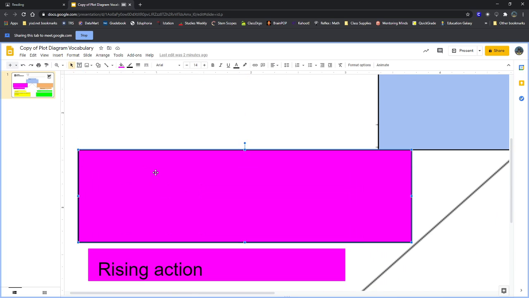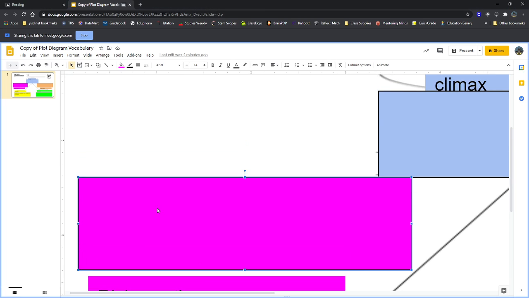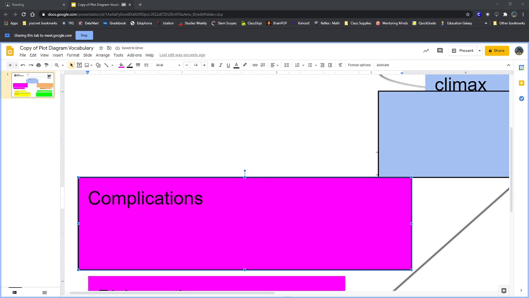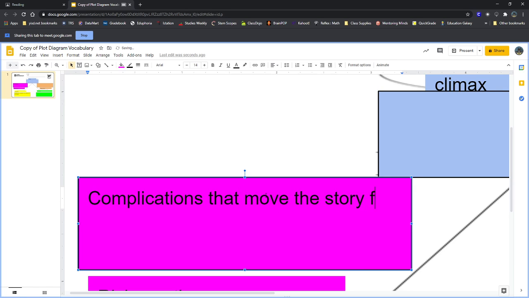Then you move on to the rising action. And what is the rising action's job? Rising action is where we have complications. We use the plural of that, complications. There's more than one. Complications that move the story forward. Again, if there was a story with no complications, it'd be a very boring story. Nobody would want to read it or watch that movie. It'd be over like that, and it wouldn't be very exciting.